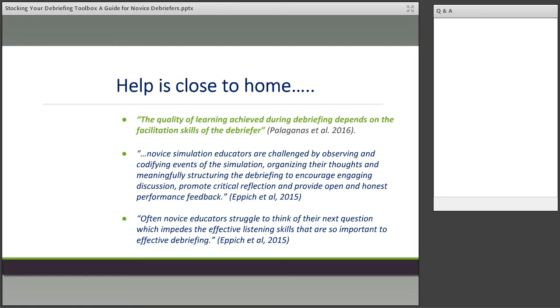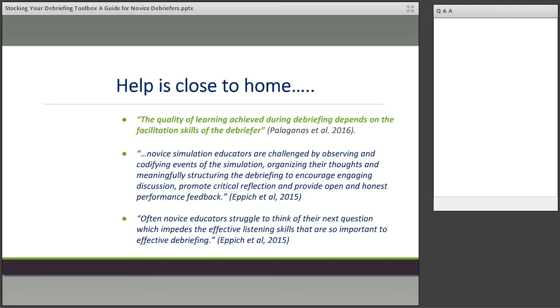refined, competency needs to be gained in it, and that competency needs to constantly be checked and reviewed. And the interesting quote in the middle, novice simulation educators, I think any simulation educator, it is a challenge. Observe and codify the events, organize the thoughts, meaningfully structure the debriefing, and engage the discussion and promote the critical reflection. And the last point, this is where I often found myself stuck when I was starting out, when I got out of the comfort zone and started debriefing. You're trying to think of your next question. You want to stay ahead of your group, so you ignore what's being said.